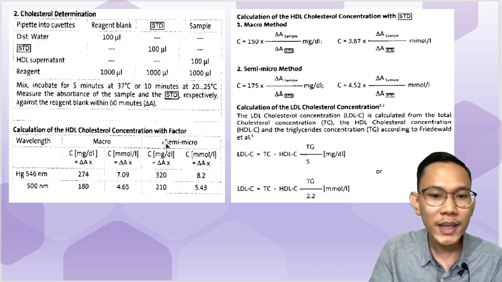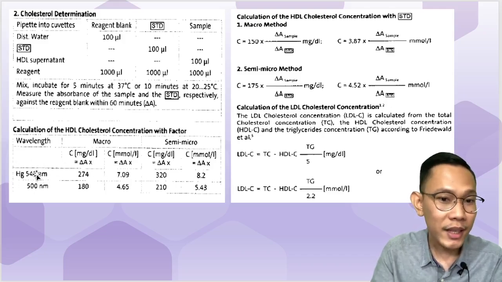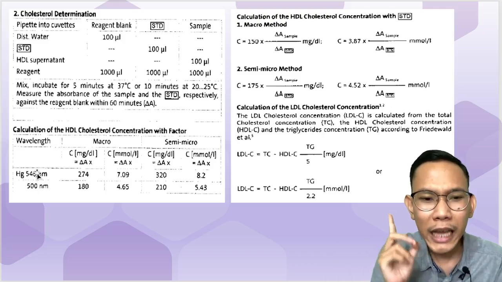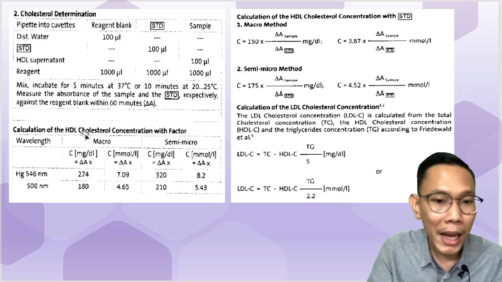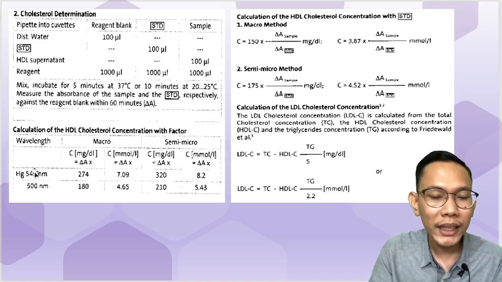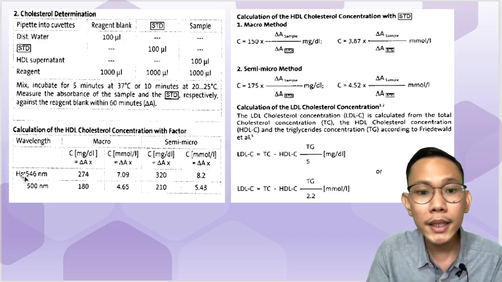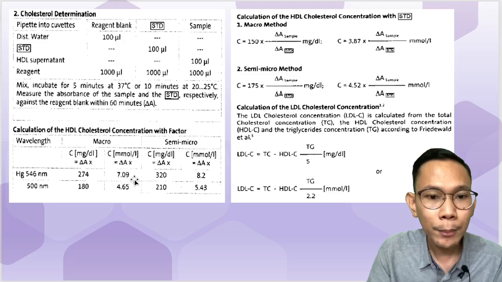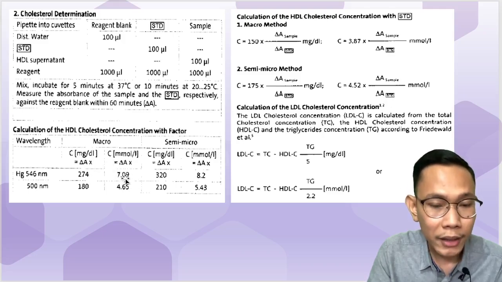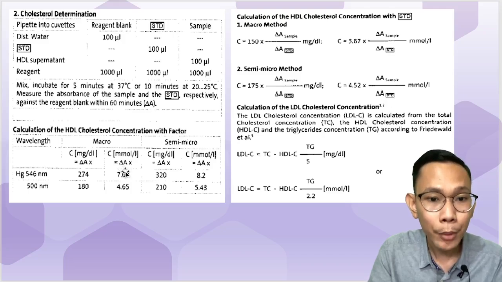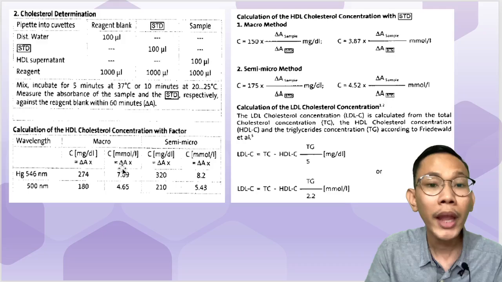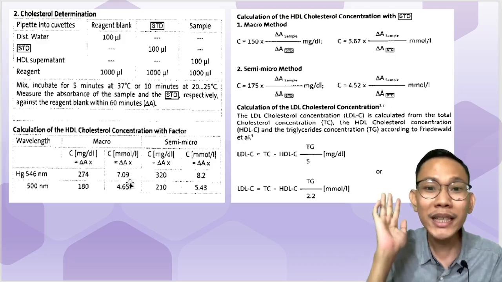Now the question, calculation for the HDL cholesterol concentration with factor. Pag factor lang, wala na tayong absorbance ng ating standard. Ang gagawin lang natin is i-multiply automatically. For example, ang ginamit natin, macro or semi-micro? For example, macro ang ginamit natin. Tapos, ang wavelength na ginamit is 546. Tapos, gusto ko is in SI unit. So, ang factor natin is 7.09. So, 7.09, i-multiply natin sa absorbance ng sample. That's gonna be the concentration of your HDL. I hope that's clear. Actually, same lang yun kanina.